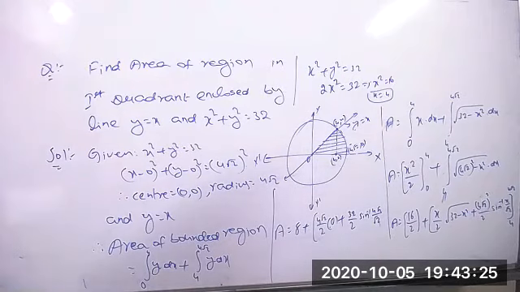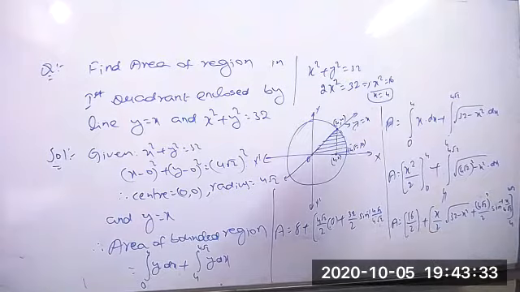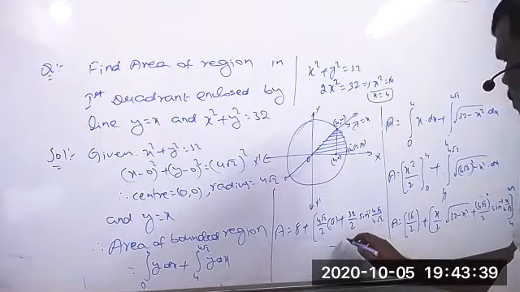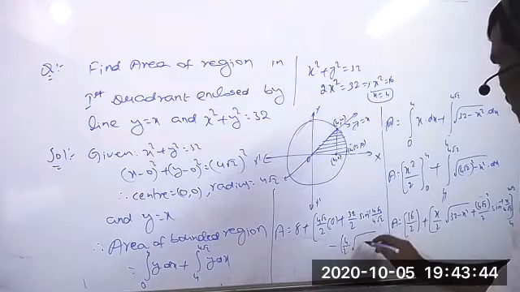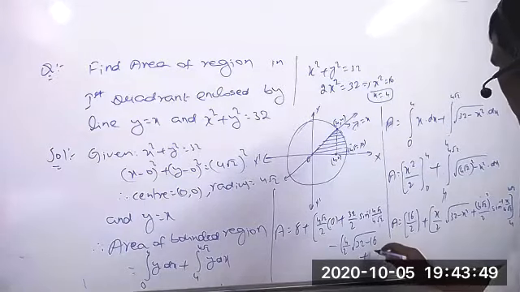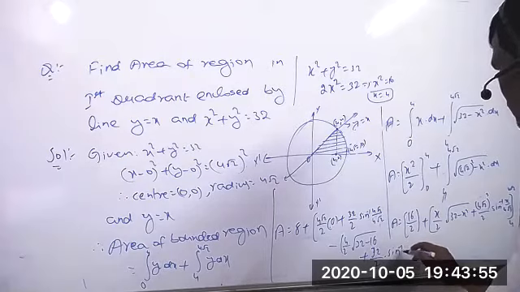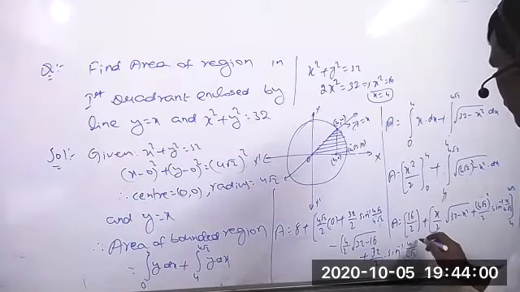Sorry, this is the value of x equal to 4 root 2 and a equal to 4 root 2. Here also you can write now 4 root 2 minus 4 you can take. So 4 by 2 into root of 32 minus 16 plus 32 by 2 into sine inverse of 4 by 4 root 2. This is the value now.